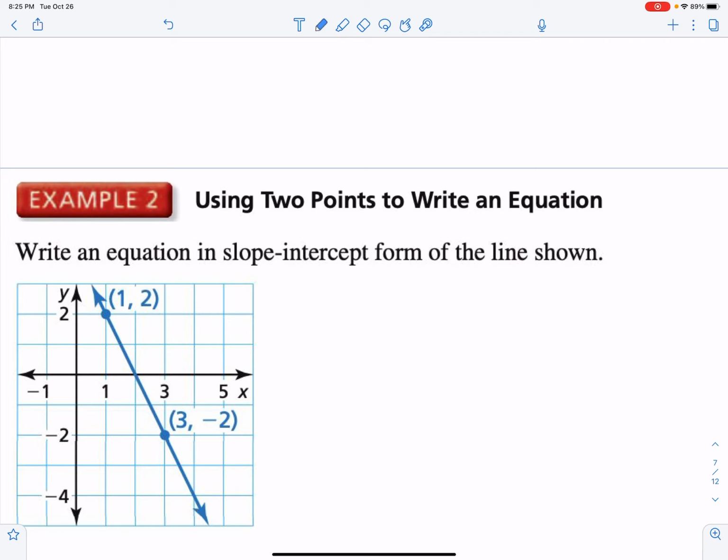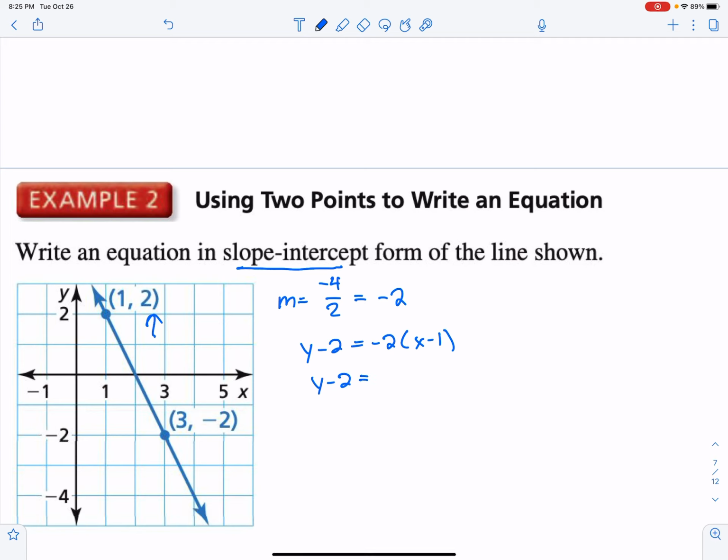So first thing we need to identify is our slope. So if we count, our rise from 2 to -2 is -4. Our run from 1 to 3 is 2. So we have a slope of -2. Now from here, I'm going to use this point first and plug it into point slope. So we have y minus 2 equals -2 times the quantity x minus 1. Now it wants the equation in slope-intercept. So I'm going to distribute my -2 on the right.